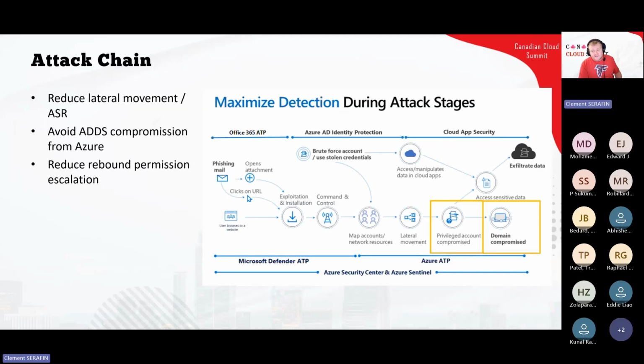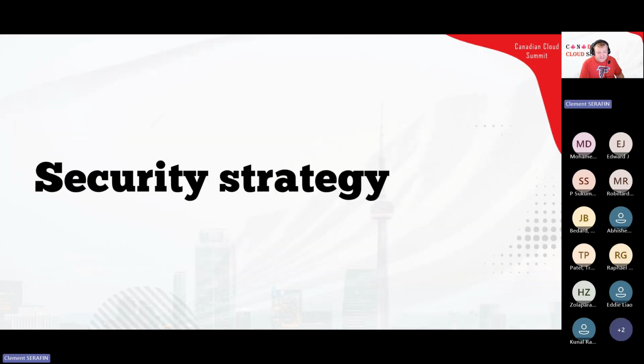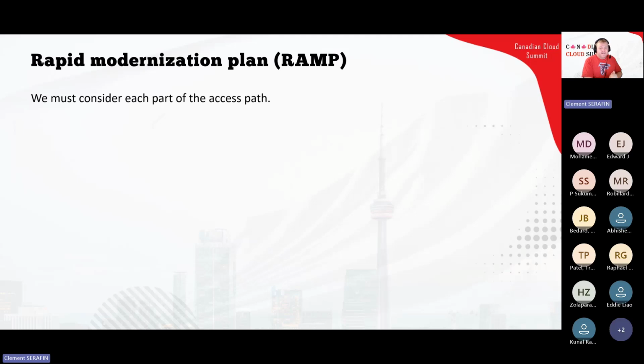So here is a little attack chain from Microsoft of what we're going to see today. The main goal of this presentation is to give you some tips to reduce lateral movements, to reduce the attack surface, avoid being compromised on premise in your Active Directory from Azure, and reduce rebound permissions, so lateral movement through permission escalation. So the security strategy, let's start with that.